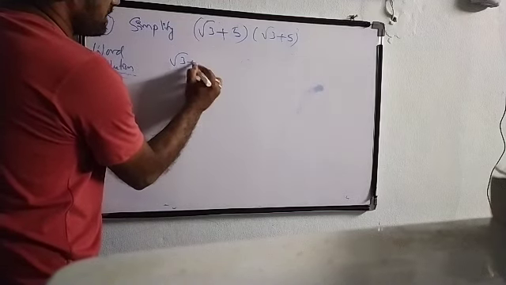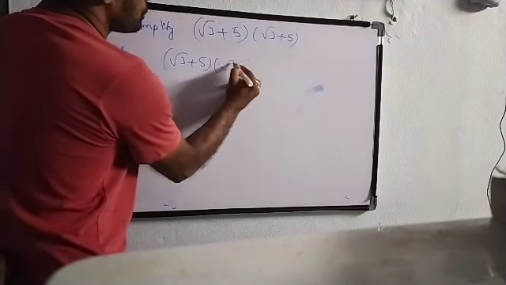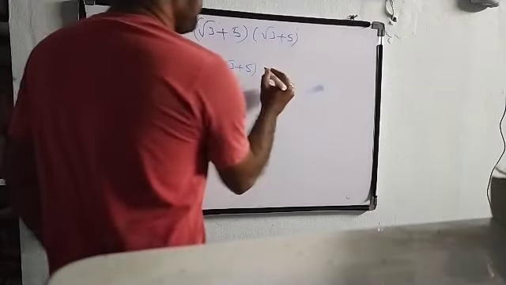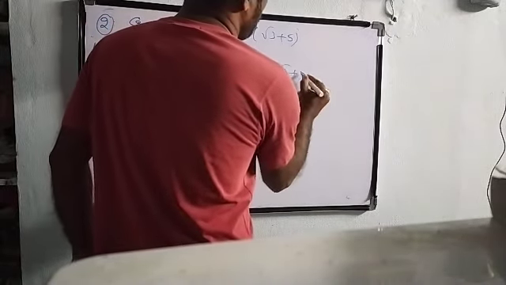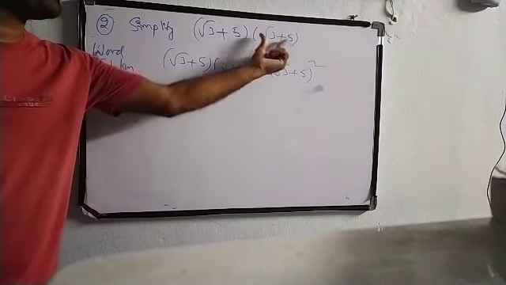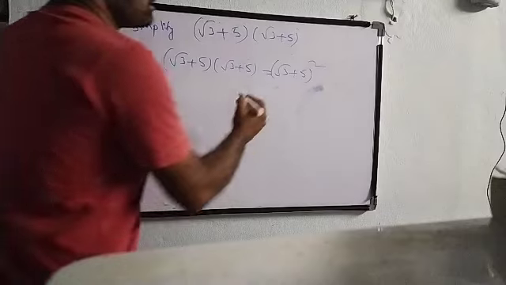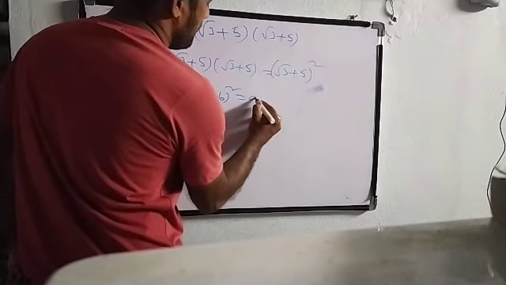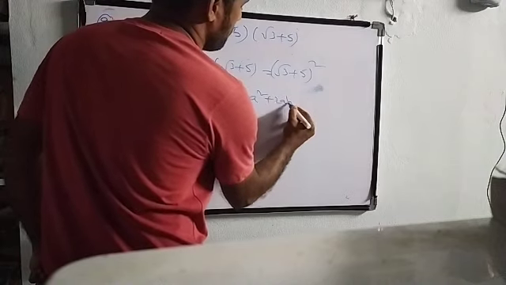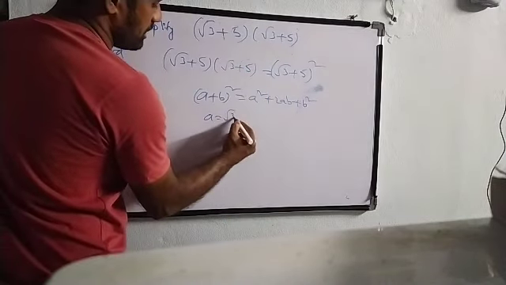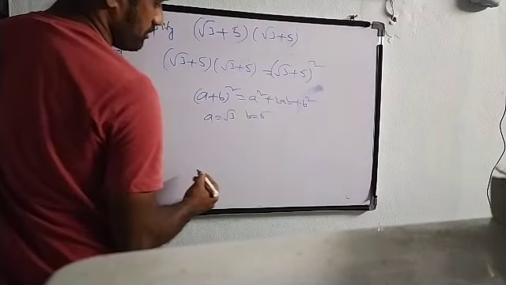we can write this as (root 3 + 5) into (root 3 + 5). Since they are the same, we can write (root 3 + 5) whole square. Why? Because (a + b) into (a + b) can be written as (a + b) whole square. So it is looking like the (a + b) whole square formula. We have the (a + b) whole square formula as a square plus 2ab plus b square, where a is root 3 and b is 5.